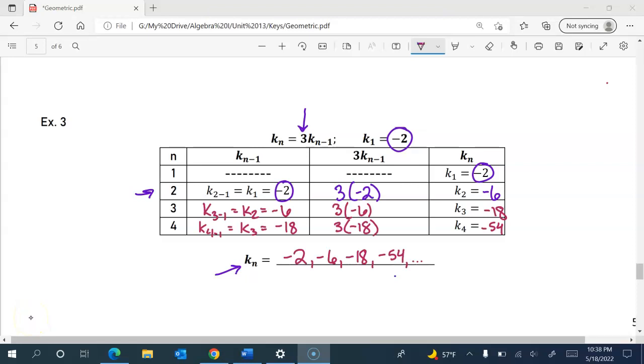Okay, so this should be your K sequence. Multiplying by 3 every time. And then making sure to write your sequence down at the bottom with your dot, dot, dots at the end. All right, and that's notes.